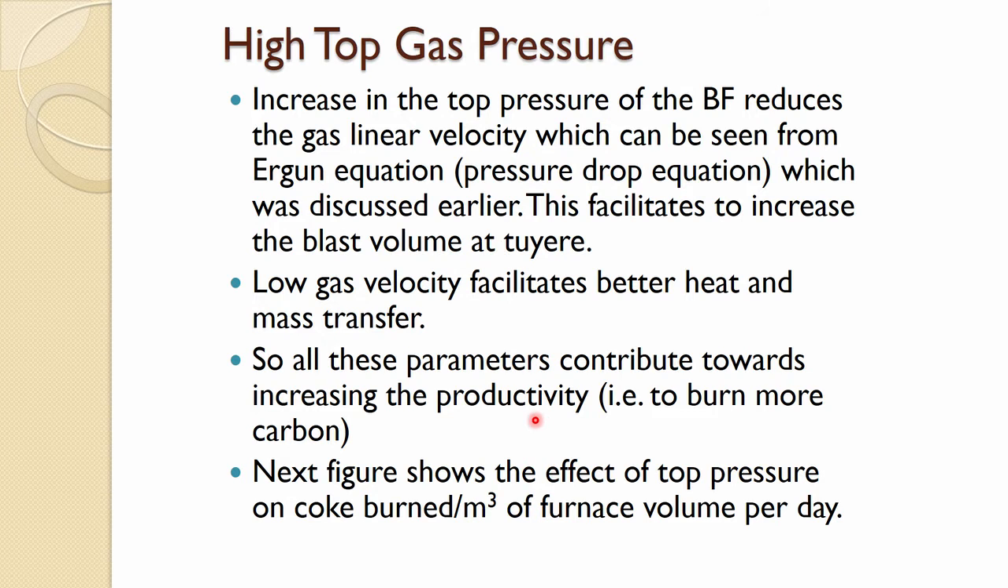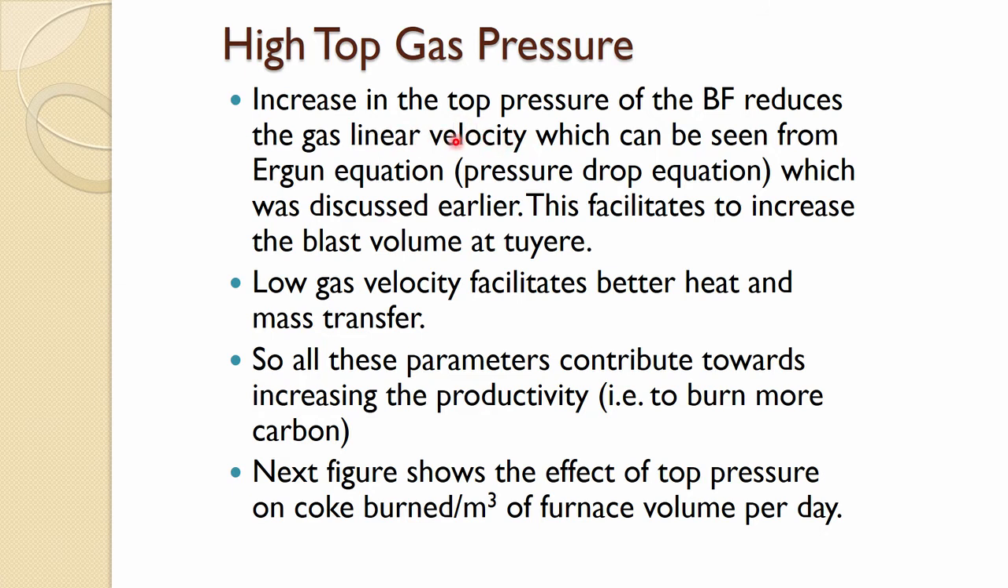Another parameter is the height of gas pressure. An increase in the top pressure of the blast furnace reduces the gas linear velocity, which can be seen from the Ergun equation. If you look at our previous lectures where we talked about the aerodynamics of the blast furnace, you can see that if you increase the top pressure, then the gas linear velocity will decrease, and so this facilitates increasing the blast volume. So, to maintain the same gas linear velocity as in the conventional way, what does one have to do?